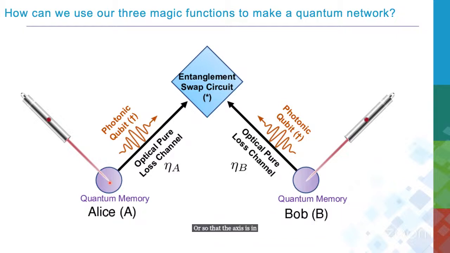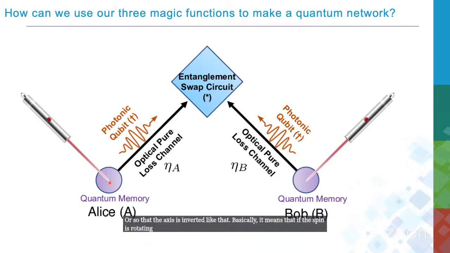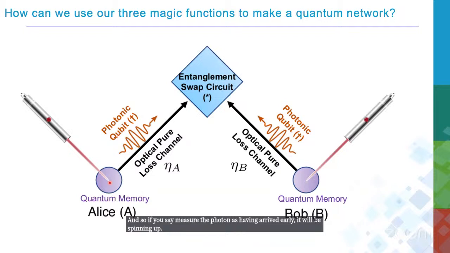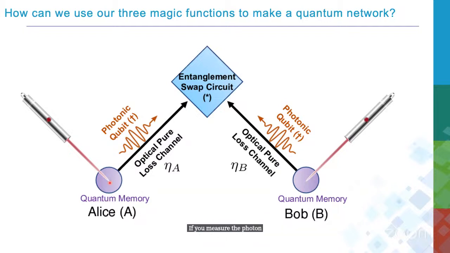Basically, it means that if the spin is rotating clockwise, if you're looking down on the electron, that's a very bad analogy, but we'll make it. If it's rotating clockwise looking down, it would arrive, say, early. And if it's rotating counterclockwise looking down on it, it would arrive late. And so if you measure the photon as having arrived early, it will be spinning up. If you measure the photon as having arrived late, it will be spinning down.